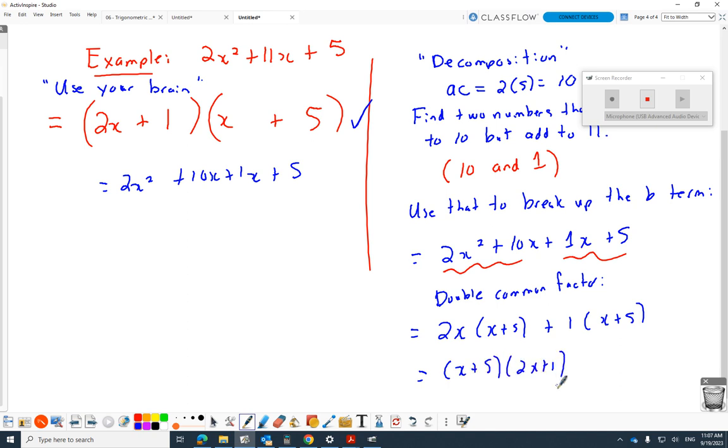Which method was faster? Use your brain is way faster. It's not even close. But decomp is very popular because it handles big numbers, it handles any situation, and just moves its way through it. But it's a bit mysterious. If you only understood it about 50%, that's pretty good for our first time through with decomp.